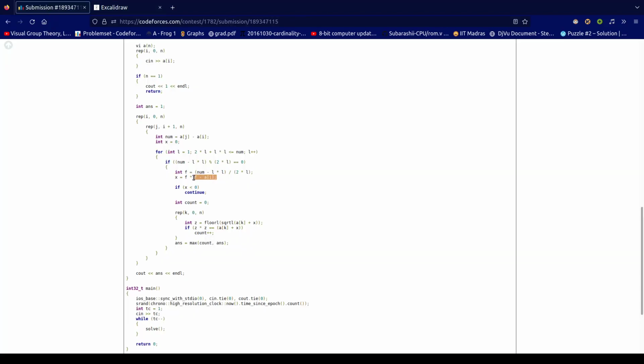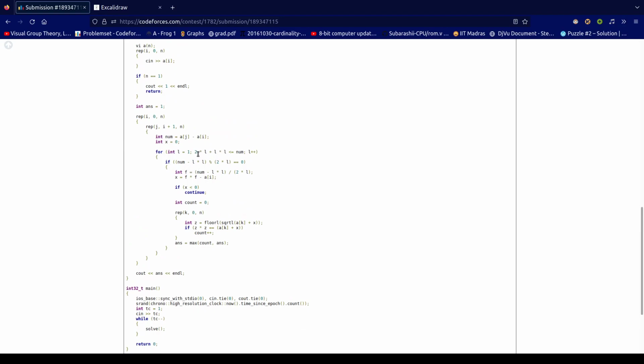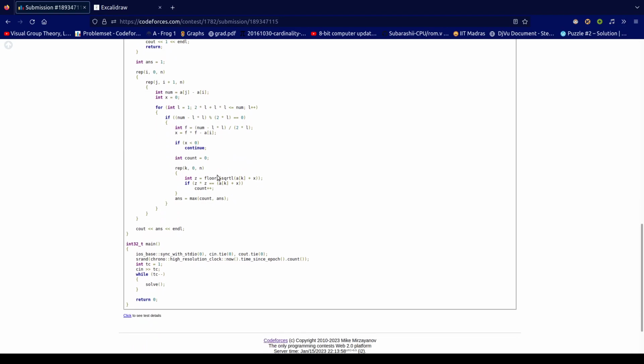And that's what I've done here. X is actually n squared or f squared minus ai. And x can't be negative obviously, because I can only add the value of x. X can't be negative, it has to be greater than or equal to 0. So if x is negative, I'm just continuing here. But if x is greater than or equal to 0, I'm just trying to add x to each and every element, and I'm checking if it's a perfect square.